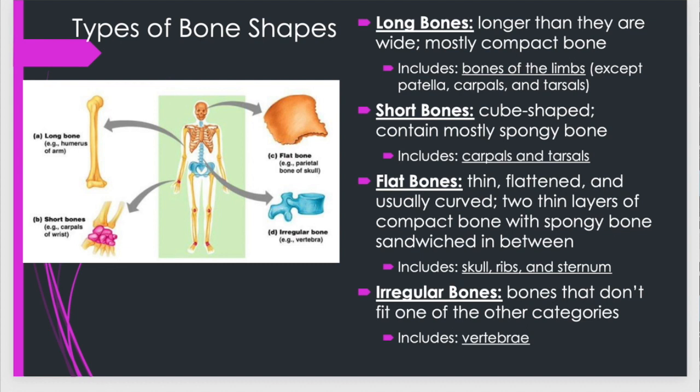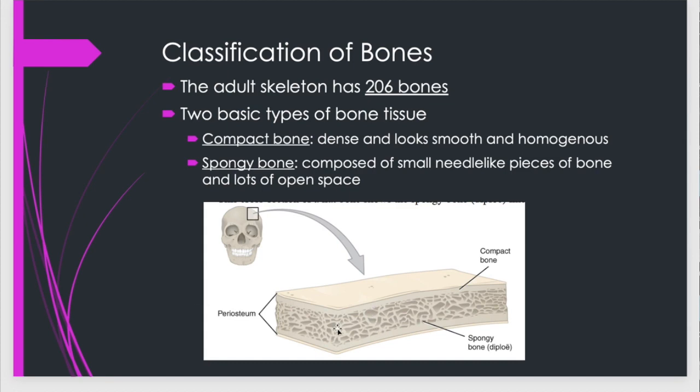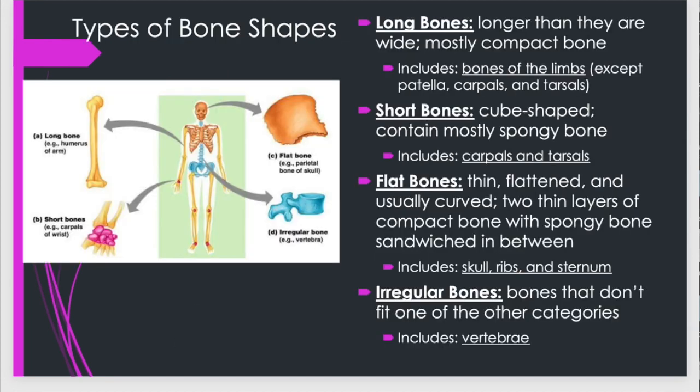Next, we have short bones, and they have a cubical shape. They're mostly spongy bone, and we have those in our wrists with our carpals and our ankles, or tarsals. Flat bones are surprisingly flat. They are pretty thin and usually have a curved structure. They're two thin layers of compact bone with spongy bone sandwiched in between. What we just saw on that previous slide would be a flat bone. The bones of your skull, your ribs, and your sternum would all be considered flat bones.